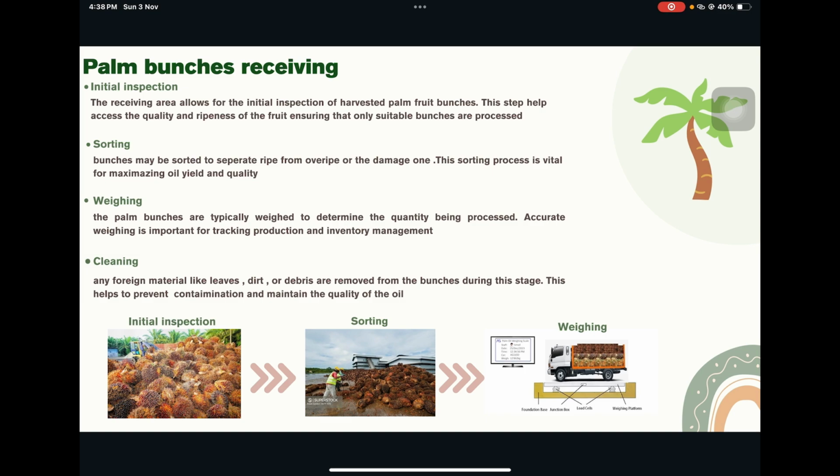And the last one is cleaning. Any foreign material like leaves, dirt, or debris is removed from the bunches during this stage. This helps to prevent contamination and maintain the quality of the oil. Here are the pictures that I put so everyone can see them. First, we have the initial inspection, after that sorting and weighing.